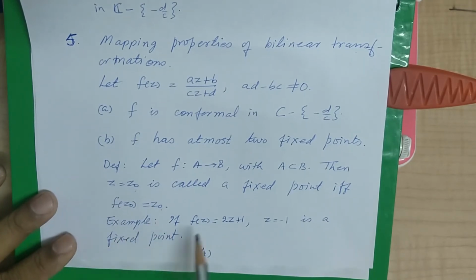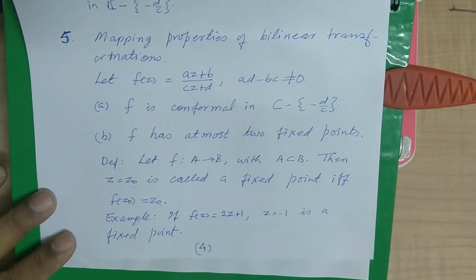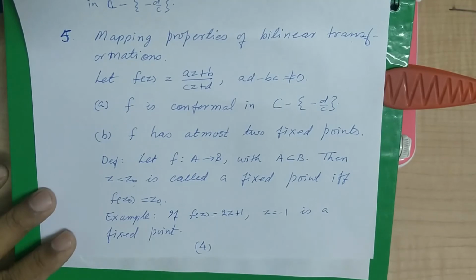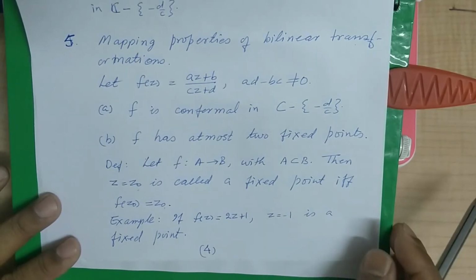Okay, example. So if we look at f(z) equal to 2z plus 1, then z equal to minus 1 is a fixed point. Why? If you put z equal to minus 1 in this, you get 2 times minus 1, which is minus 2, plus 1, which is minus 1. So the point minus 1 is taken to itself. So z equal to minus 1 is a fixed point.